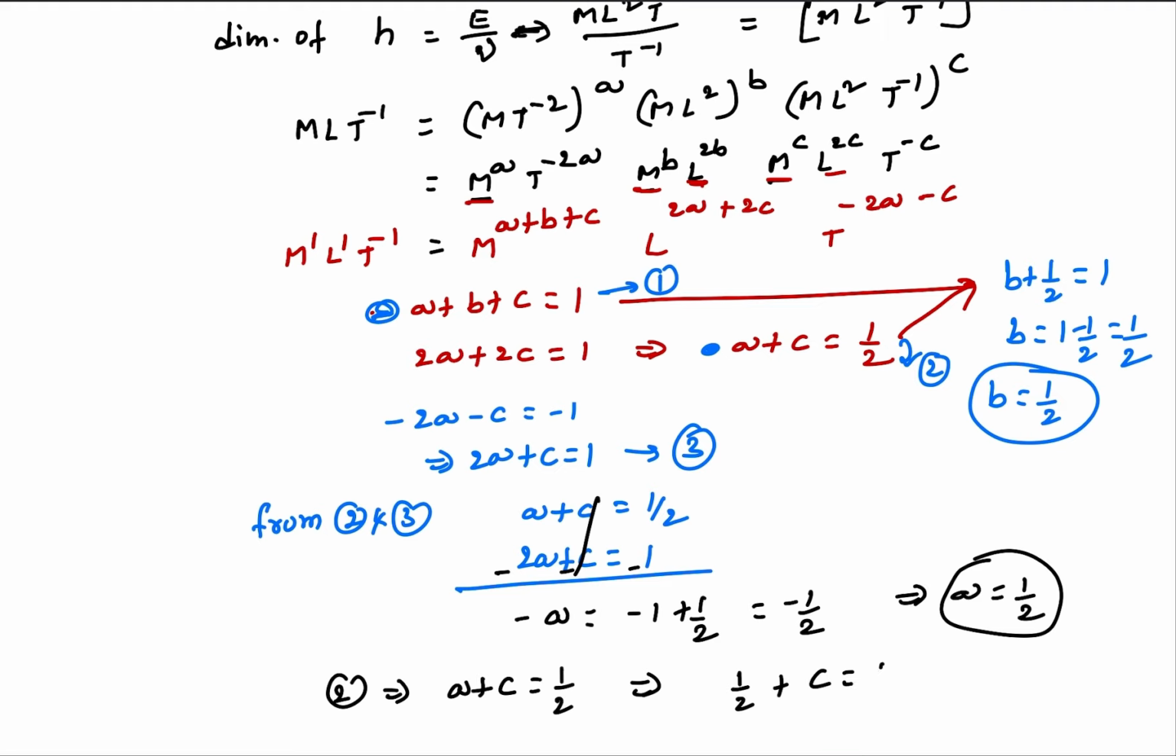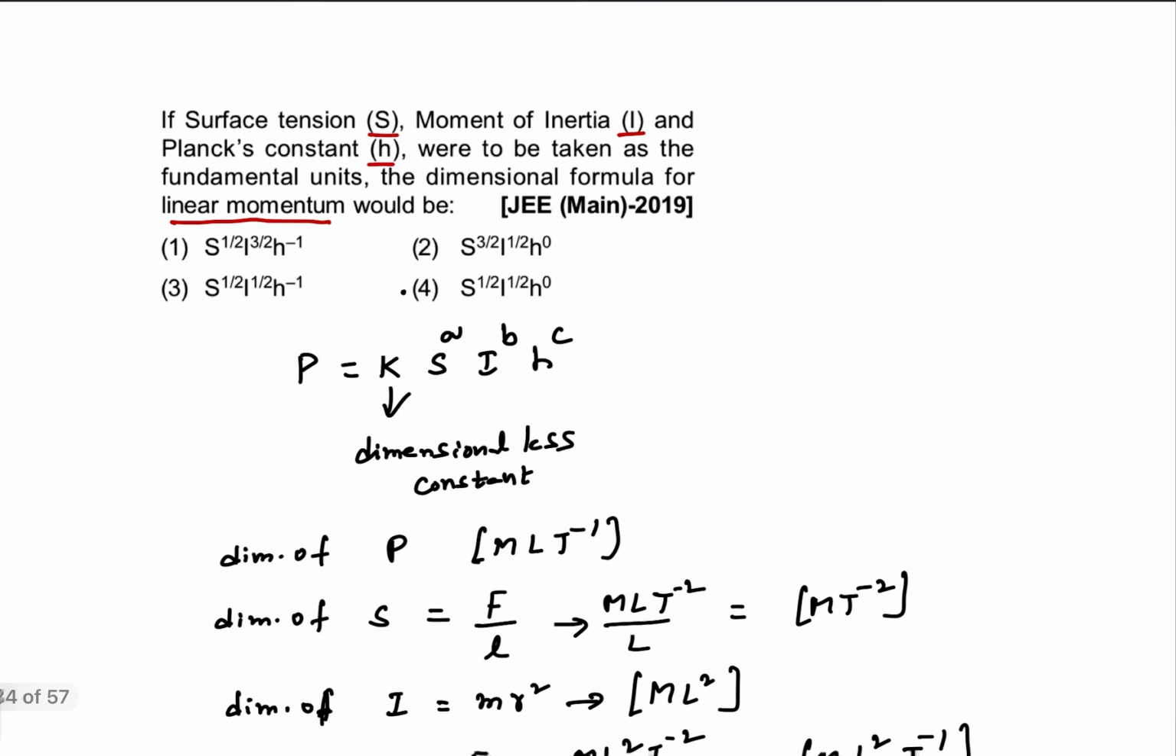A value I am writing, 1 by 2 plus C is equal to 1 by 2. From this, C is equal to 0. A is 1 by 2, B is 1 by 2, C is equal to 0. Finally, you can say the fourth option is correct.